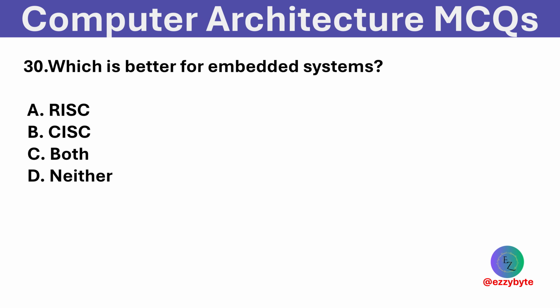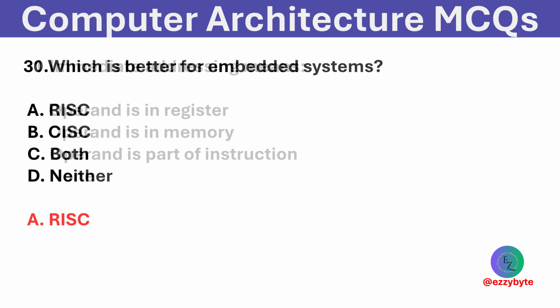Which is better for embedded system? Options are RISC, CISC, both, and neither. Option A is correct. RISC's low power and high efficiency make it ideal for embedded environments.